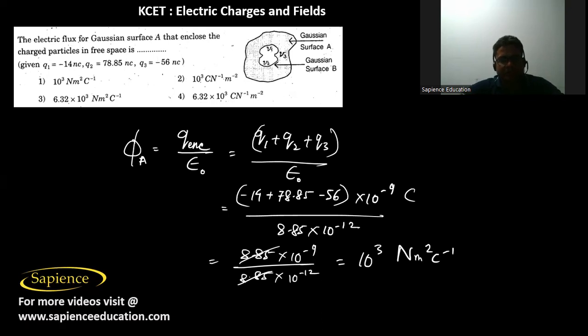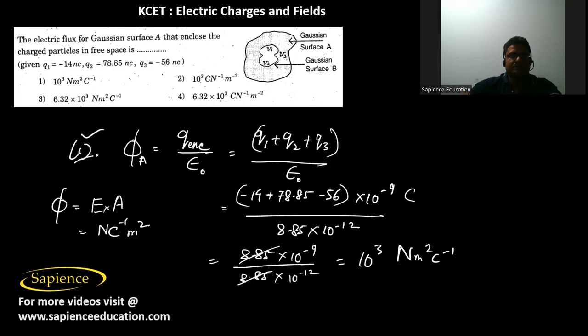Okay, so the flux we know is equal to electric field into area. So electric field is force per unit charge. So this is Newton per coulomb into meter square. So yes, Newton meter square per coulomb will be the unit. So option 1 is the correct answer.